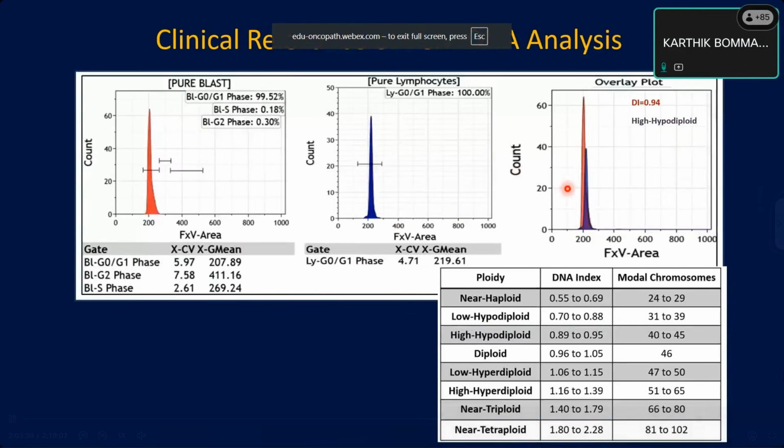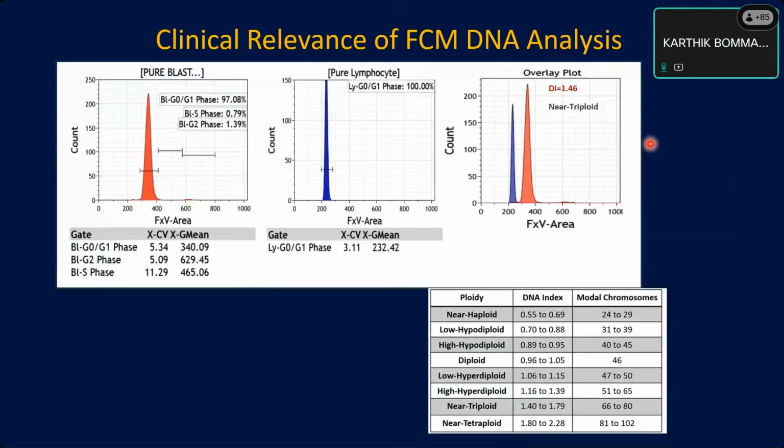So it can even identify hypodiploidy also. The DNA content of my blast in the G0/G1 phase is 207 divided by 219. Visually you already see that the DNA content is lesser than the normal DNA content in my lymphocyte. So 207 divided by 219 is 0.94. It corresponds to hypodiploidy. And this is the case which we had discussed, we put up in the questionnaire.